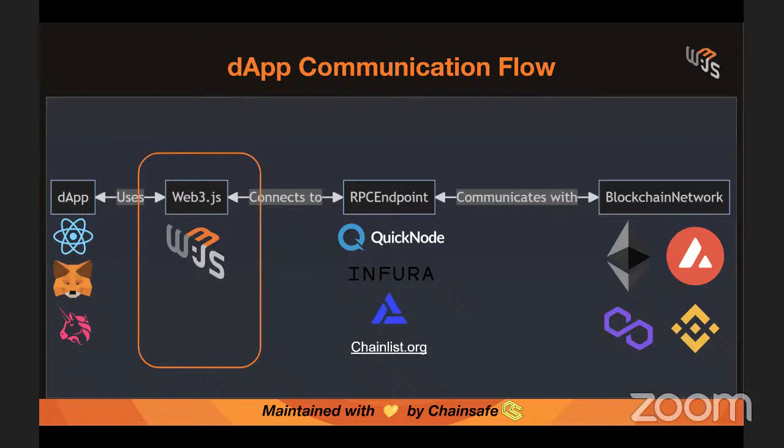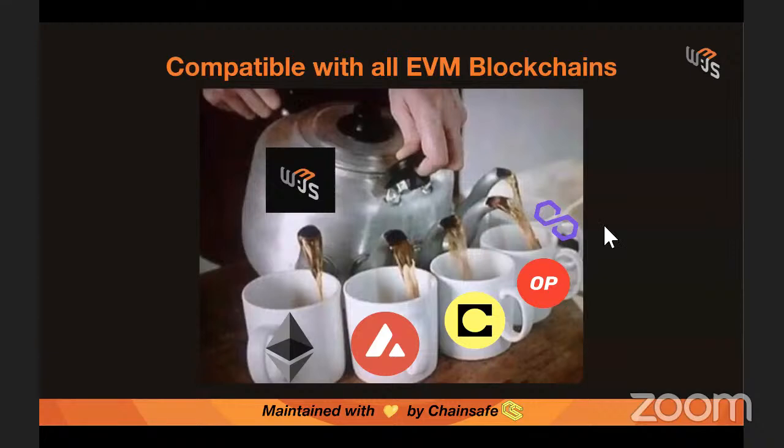Yeah, this is the dApp communication flow. Web3.js will be in the front end of the application, or it can also be in the backend depending on your needs. Web3.js will connect to an RPC endpoint, or it can also be an injected provider if you have it in the front end, so it can connect to MetaMask. Then the RPC endpoint or the injected provider will be the one that interacts with the blockchain network, so with the nodes, and then it will execute the transactions or retrieve data, depending on what you need. Remember that Web3.js is also compatible with all the EVM blockchains, EVM networks like Celo, Avalanche, Polygon, Optimism, etc.